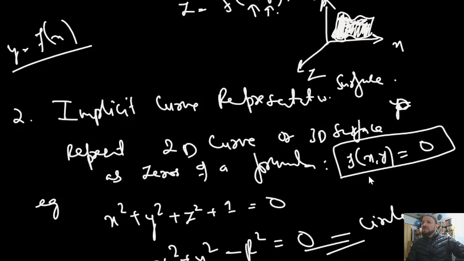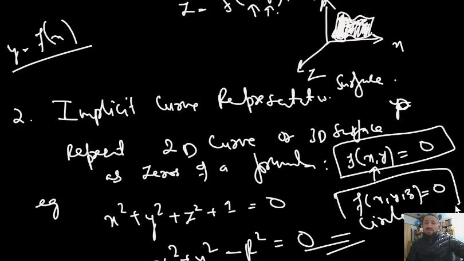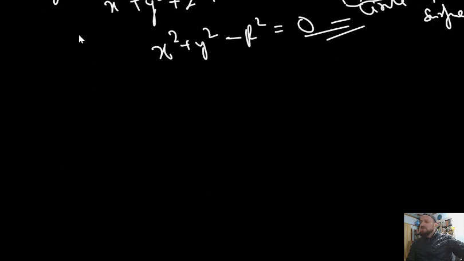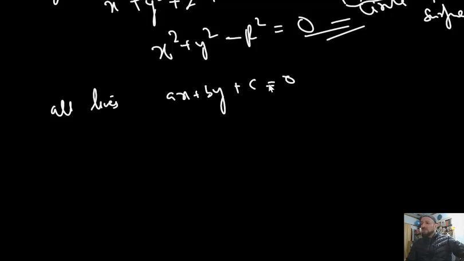This is my curve, which is 2D, but if you want to put it in 3D, so that it is a surface, then you say f of x comma y comma z equals 0. This is the general formula, the implicit representation of a surface. This was the implicit representation of a curve, and this one is the implicit representation of a surface, where we have the z value. Also note that only those curves and surfaces will be present which can be expressed in terms of x, y and z. For example, all lines can be represented by the formula ax plus by plus c equals 0. This is my line formula.